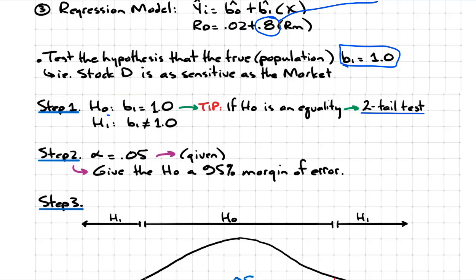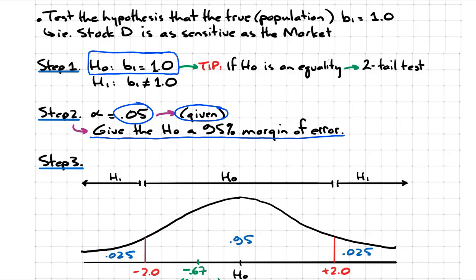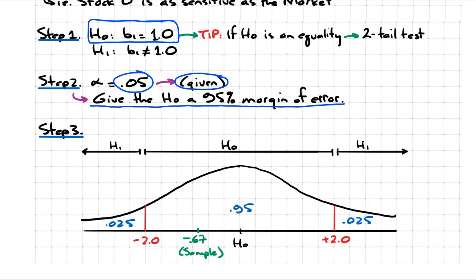And then, of course, the alternative statement is the complement to the null. So if we disprove the null, then it means that beta 1 is not equal to 1. Step 2, we look at the level of significance. Now this will be given, so assuming we're told the level of significance is 0.05, it would indicate that we have to give the null a 95% margin of error. Again, because this test is based on a sample. So I'm willing to give this statement a 95% margin of error to account for sampling error.